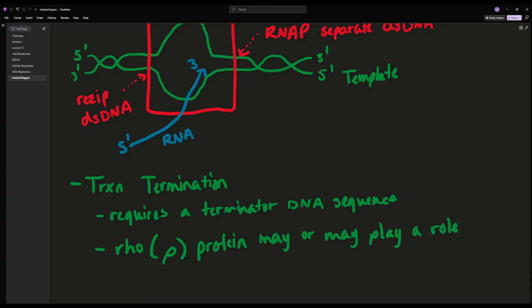Okay. This leads to 2 main types, the Rho dependent. So this is termination that requires the Rho protein to terminate transcription, and then Rho independent, which does not require the Rho protein to terminate transcription.